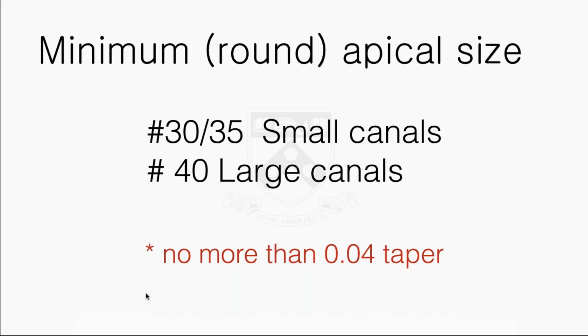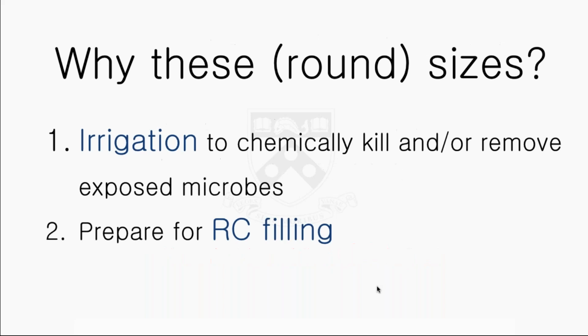And there's two reasons for these. And again, as I've said before, no more than a 0.04 taper or 4% taper. So in the small canal, it's a 30 or 35. In a big canal, a size 40. And the reason is twofold. We need to irrigate effectively. And we need also a stop for our root canal filling.